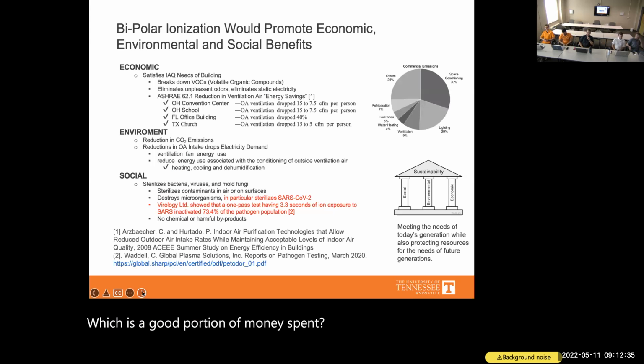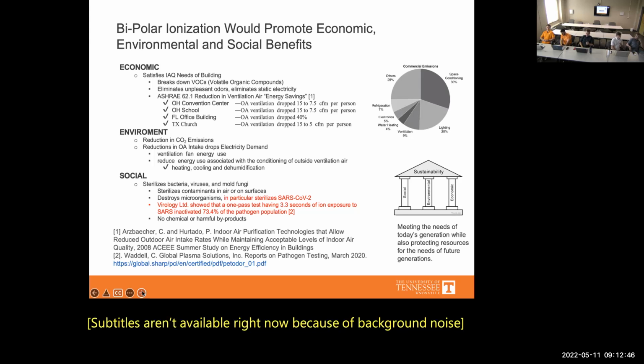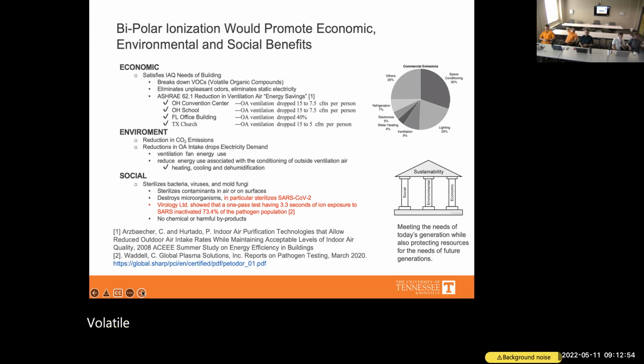So with bipolar ionization, there are a lot of benefits associated with the three pillars of sustainability, those being the economic, environmental, and social benefits. For economic, there are benefits associated with breaking down volatile organic compounds. It eliminates unpleasant odors and many things of that sort. Most notably, referencing our previous slide, it reduces the cost associated with ventilating air. And there are many examples underneath there that you can read.